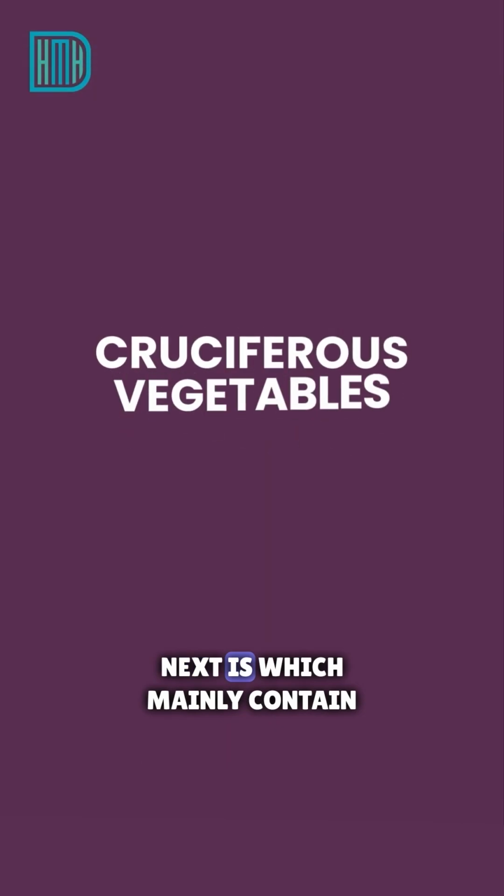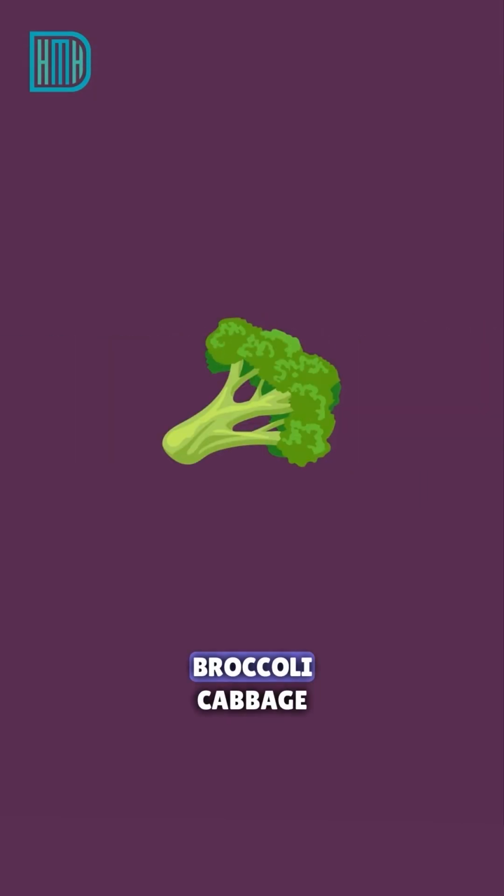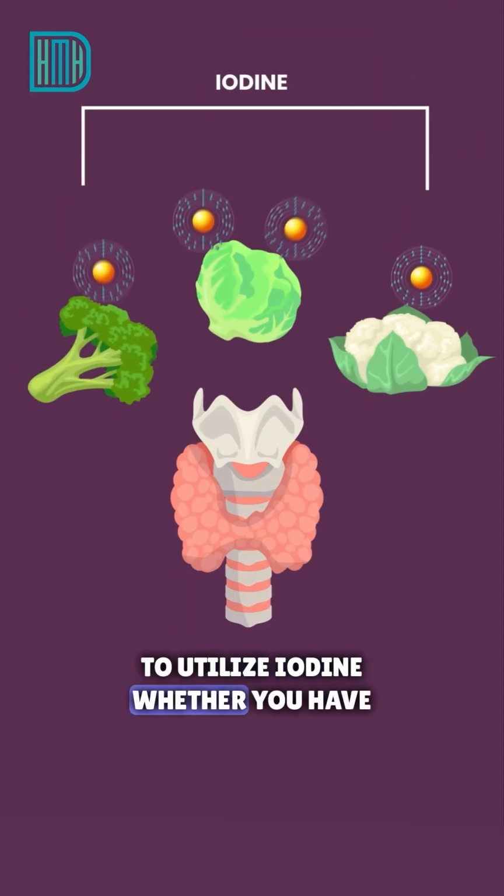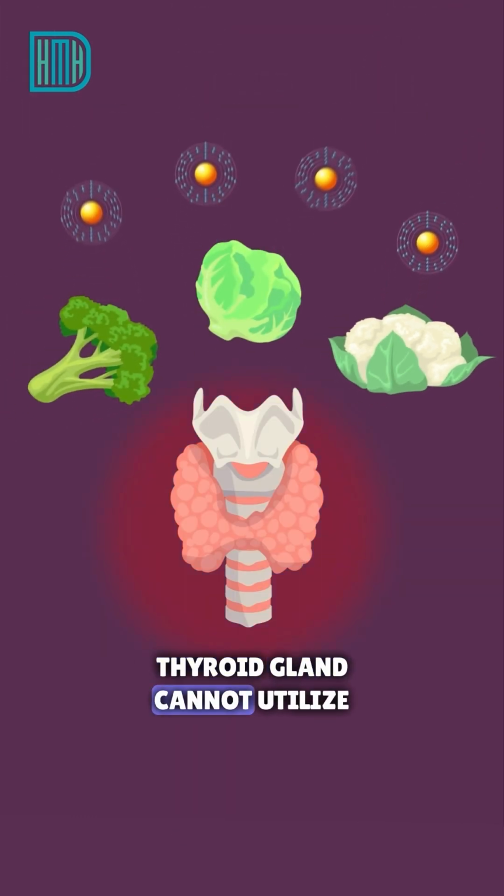The next is cruciferous vegetables, which mainly contain broccoli, cabbage, cauliflower, etc. These block the thyroid's ability to utilize iodine. Whether you have iodine or not, the thyroid gland cannot utilize the iodine.